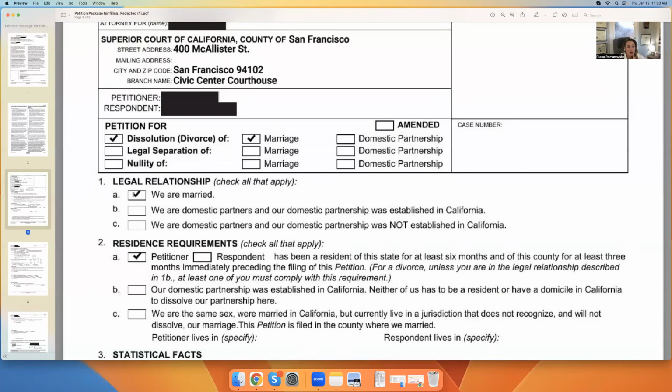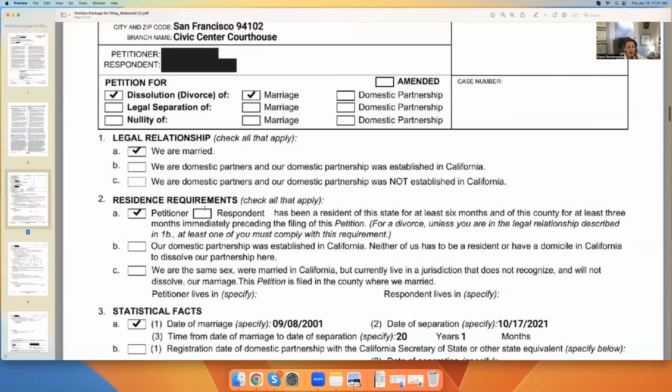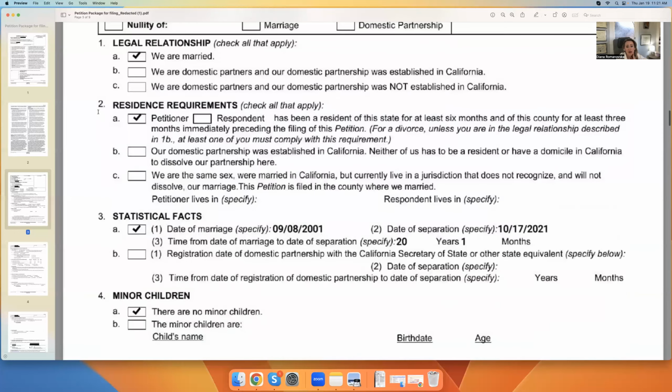Legal separation. We are married, or we're domestic partners, and our relationship was not established in California, which is fine. So 3 cases apply here. Then the residency requirement. You have to be at least 6 months in California or 3 months in the county.